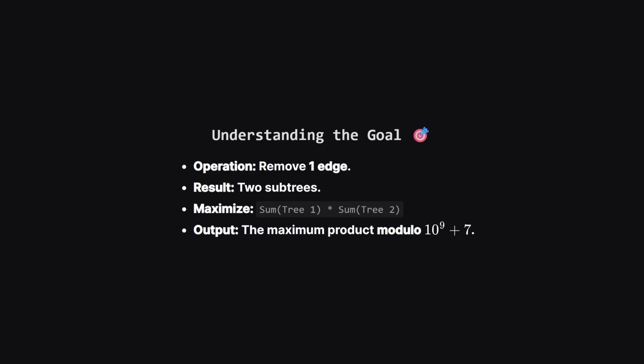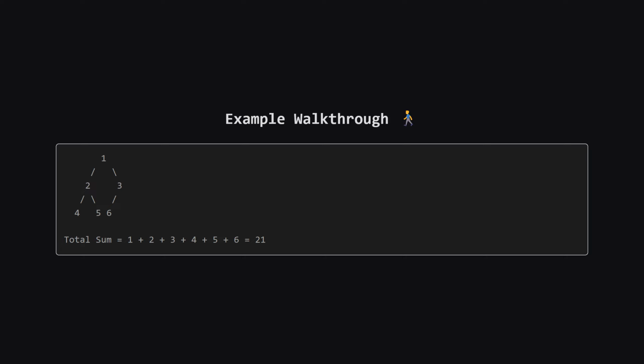Let's clarify the objective. We can pick any edge in the entire tree to cut. Every cut gives us a specific product. We need to try, conceptually, all possible cuts, and see which one yields the highest number. Finally, because the product can be absolutely massive, we need to return the answer modulo 10 to the power of 9 plus 7. But remember, we must find the maximum real product first, and only apply the modulo at the very end. Let's walk through an example to visualize this.